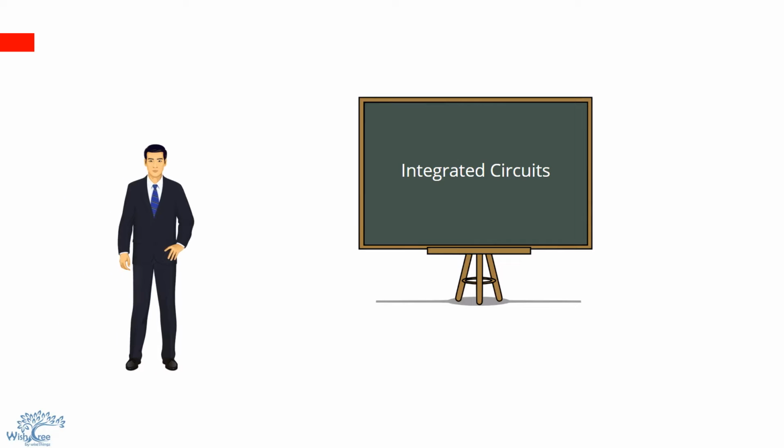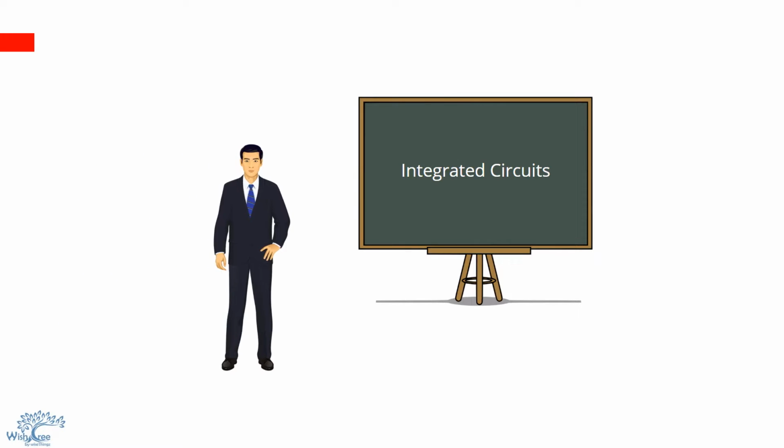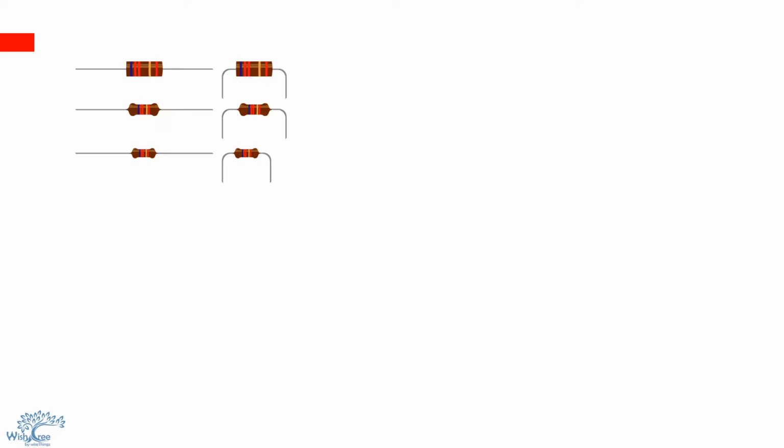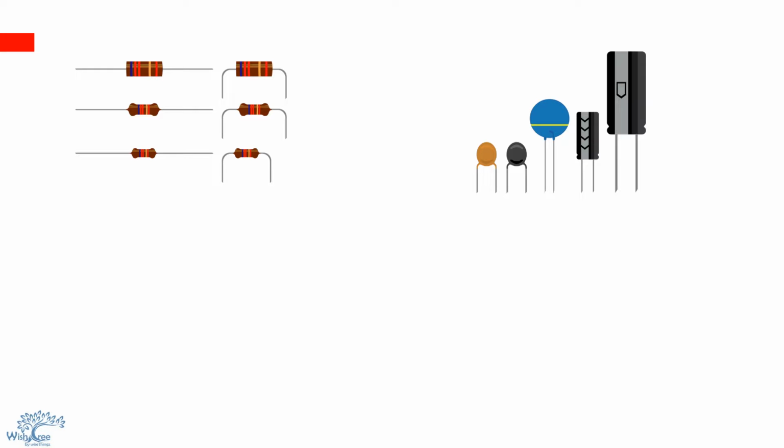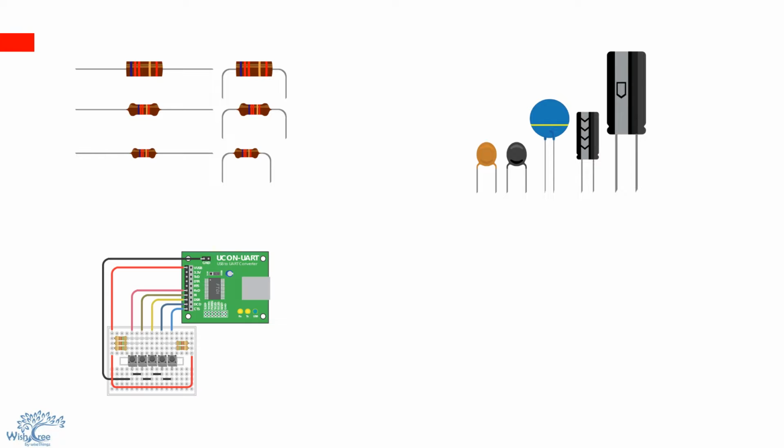Now let's deep dive into the first topic, which is integrated circuits. Integrated circuits are also known as ICs. In previous chapters, we learned about basic components like resistors, capacitors, and everything. Using those components, you can make simple circuits and even complex circuits, but when you are making them by hand, they would generally be big in size and they are usually made for a specific purpose.